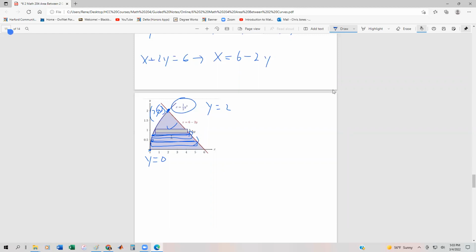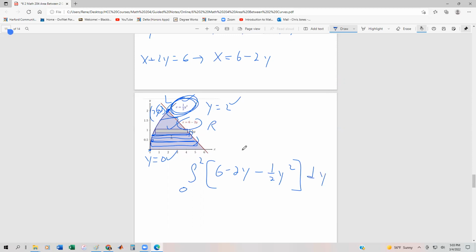And so in our integral, the left function is going to be this x equals 1/2 y squared. The right function is going to be 6 minus 2y. And so here's our integral. Integral, lower bound 0, upper bound 2. The right function, which is the quote unquote top function, is 6 minus 2y. The bottom function, or the lower function, is going to be 1/2 y squared.